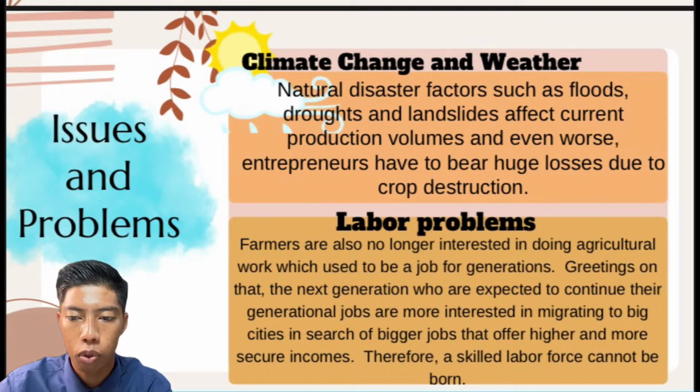Second, labor problem. Farmers are no longer interested in doing agriculture as a job for generations. The next generation is not expected to continue their generational job and is more interested in migrating to big cities in search of bigger jobs that offer higher income. Therefore, a skilled labor force cannot be born.